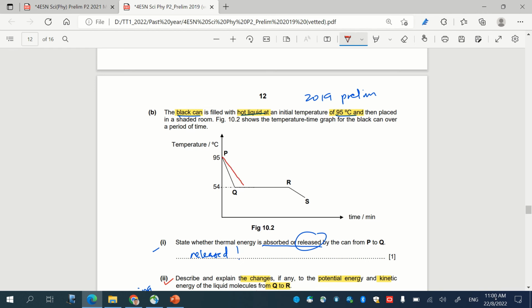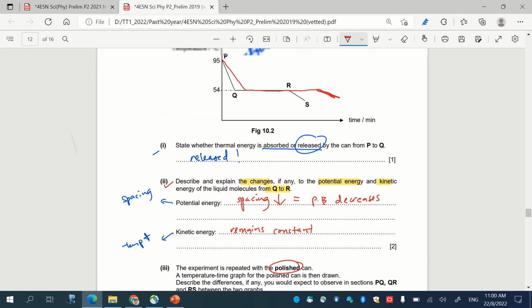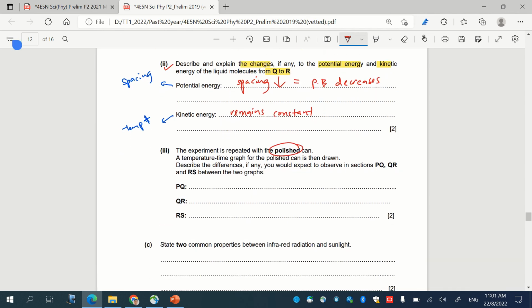For the polished can, if you look at my drawing, because temperature drops slower, it emits heat at a slower rate, and it takes longer time to freeze. Since it takes longer time to release energy, it will take longer time to freeze. The QR will be longer, and then from R to S again, the gradient will be more gentle. Okay, so how do we describe that in English?